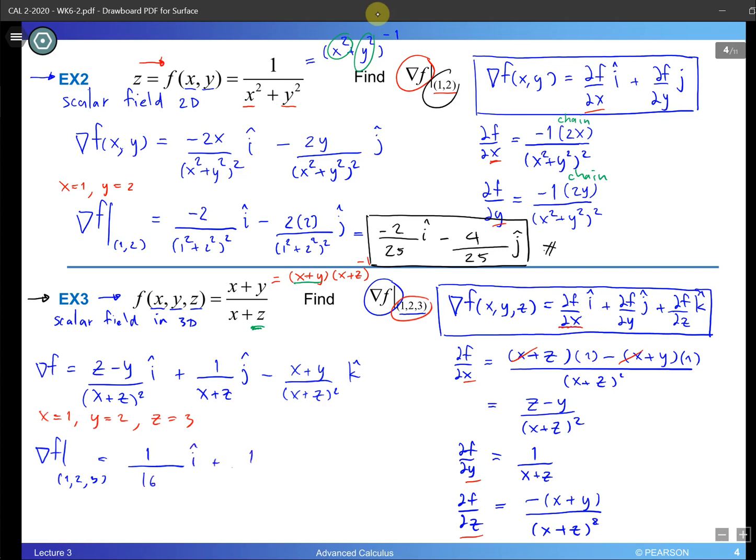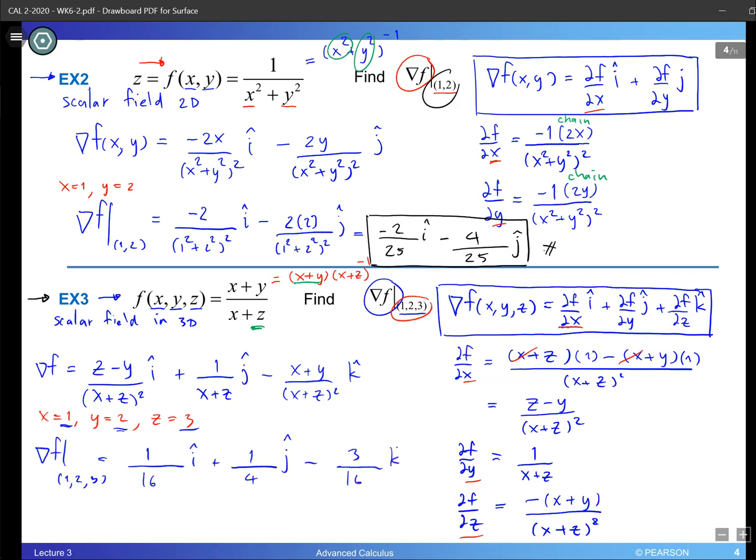Plus 1 over x plus z, with x, y, and z right here: 1 plus 3, we get 4j. So 1 over 4j. Minus x plus y, 1 plus 2, we have 3, divided by x plus z squared, that is 4 squared, which becomes 16.